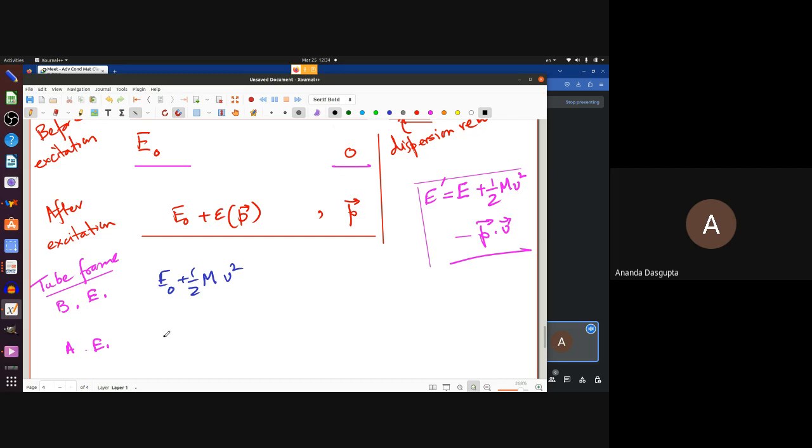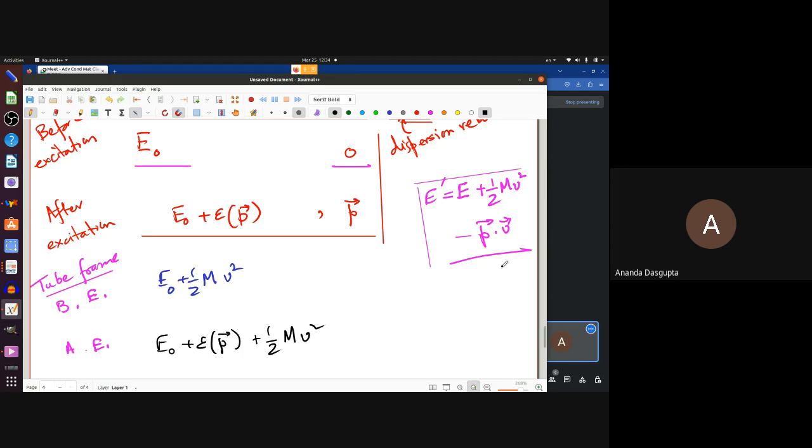Just look at this formula. It's very simple. You just take this formula and put down the terms. What is E after the excitation? E is E0 plus epsilon P, plus half mv square. This mass is still the mass of the fluid. That has not changed. Of course, this V square should be minus V whole square, but minus V whole square is the same as V square.